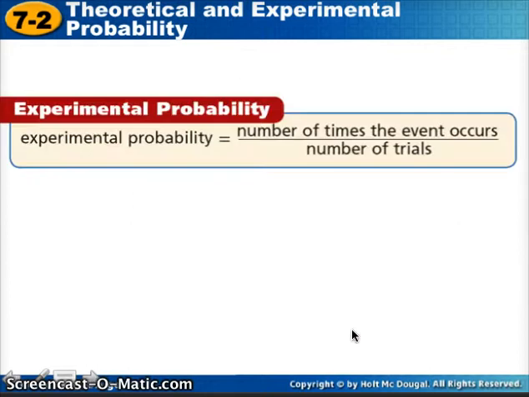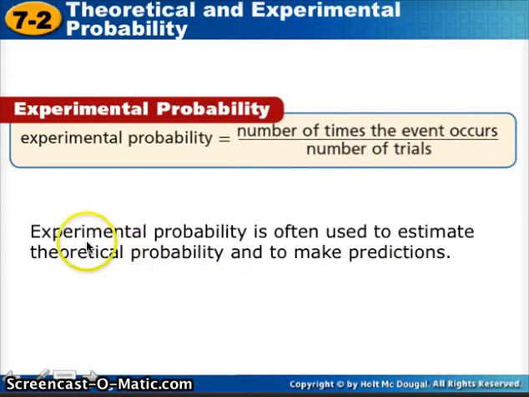So experimental probability is found in the same kind of way that theoretical probability is. The number of times the event occurs over the total number of trials. Experimental probability is often used to make estimates, used to estimate theoretical probability and to make predictions.